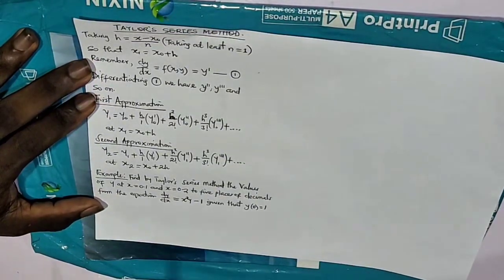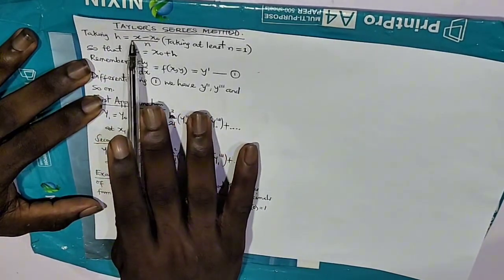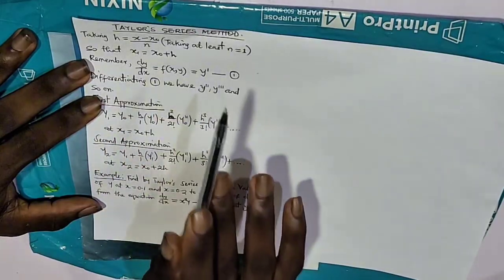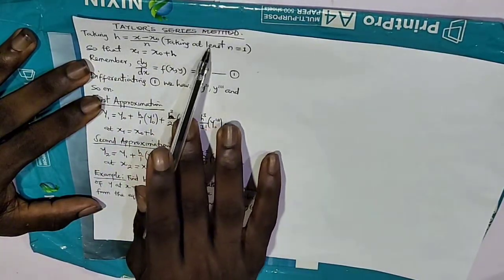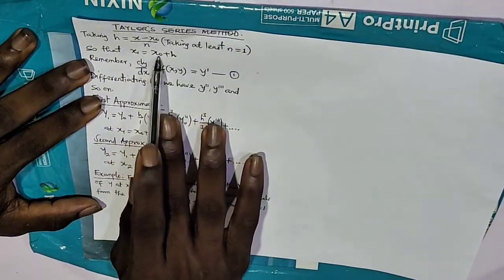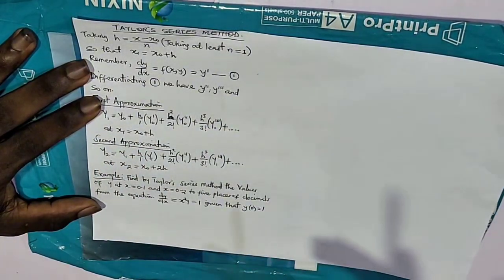It says, taking h, which is our step size, to be equal to x minus x naught over n, which is the formula for calculating your step size. And we were told that we take at least the value of our step number to be 1, so that x1 is equal to x naught plus h, just as we have done under Euler and Runge-Kutta.